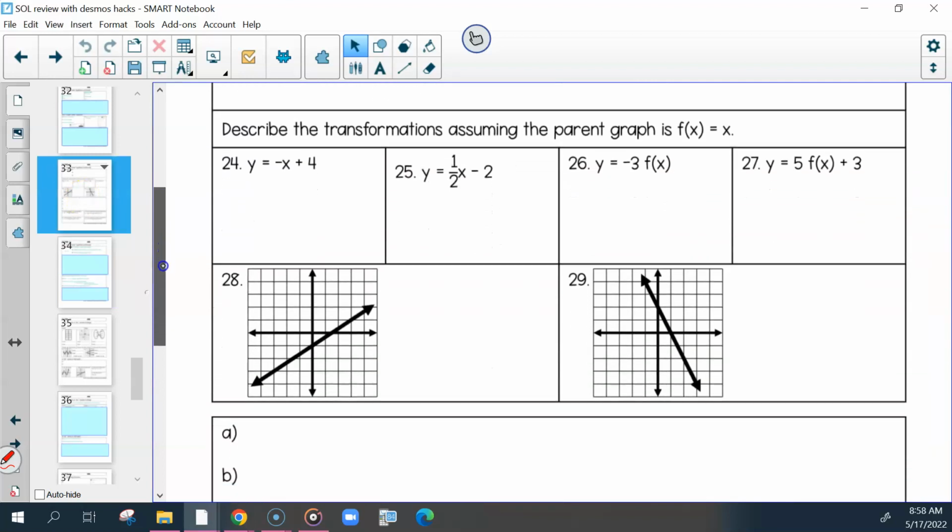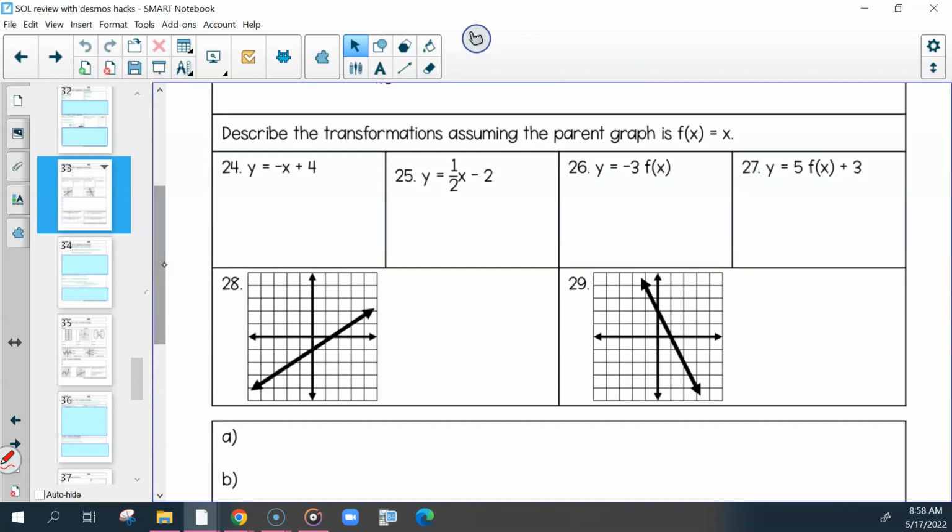For 24, remember, we're always comparing this to the original. So here, this one has a negative, and this one has a y-intercept of 4. The negative would be a reflection. Let's see exactly how they wrote this. Reflect, whatever. And then the +4 would be a shift up 4.